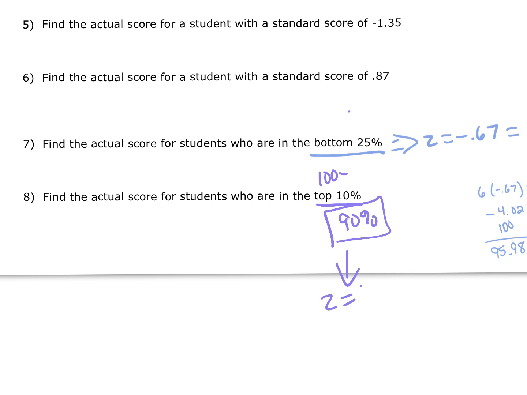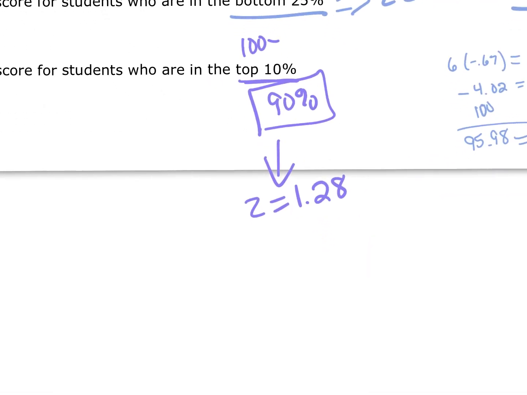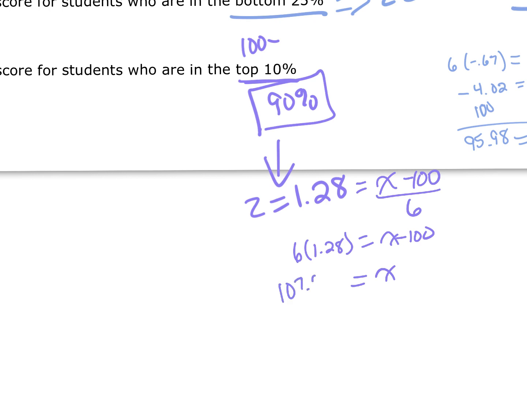1.28. There you go. So 1.28 for our z-score. We just used that on the last problem we did on the other worksheet also. So 1.28 is equal to some amount we don't know, x, minus 100 all over 6. We're going to multiply by 6, so we're doing 6 times this 1.28 is equal to x minus 100. 107.68. Booyah. Boom.